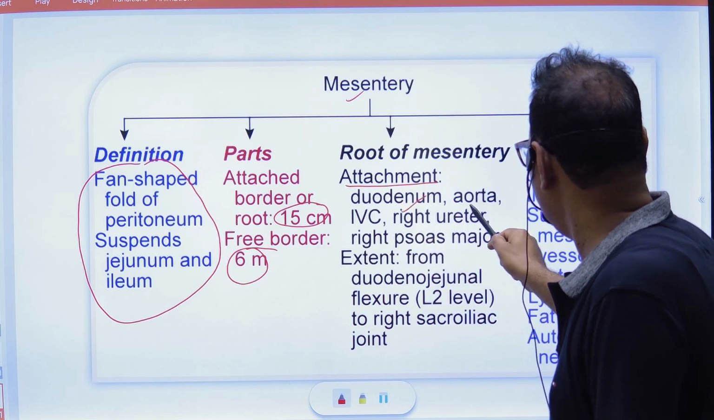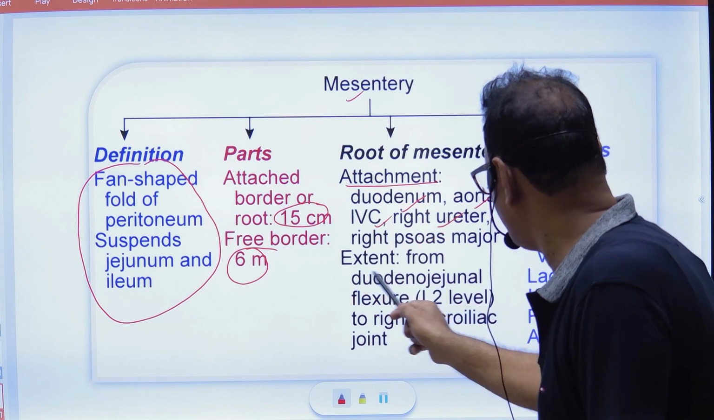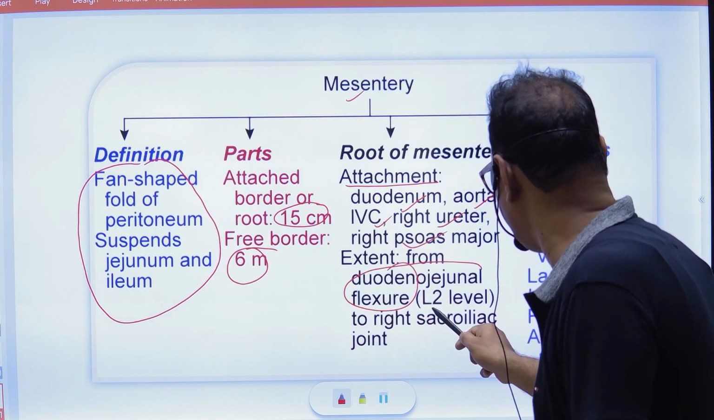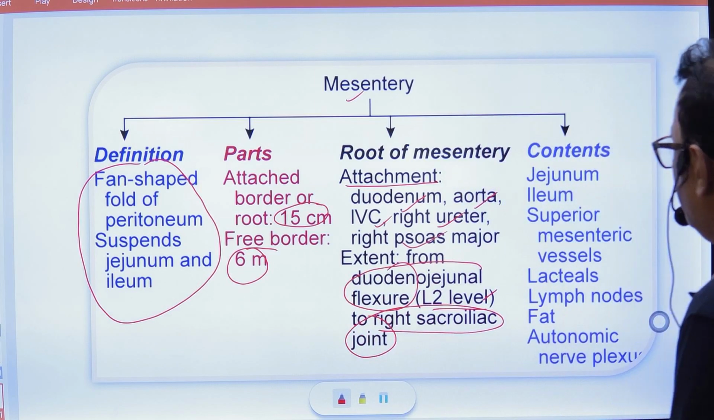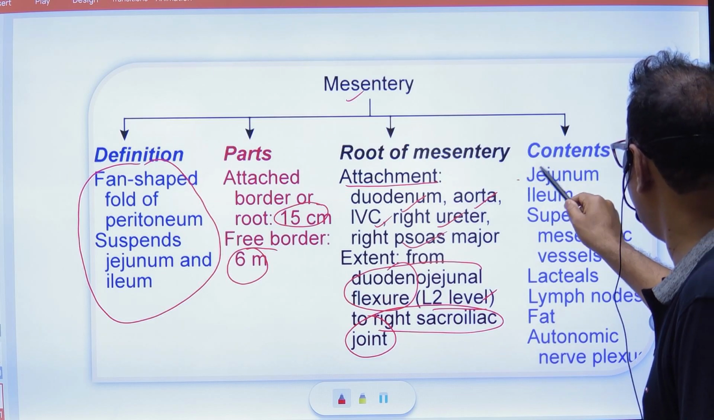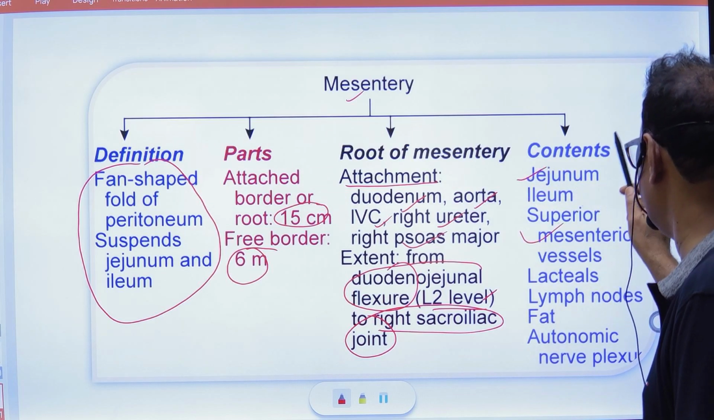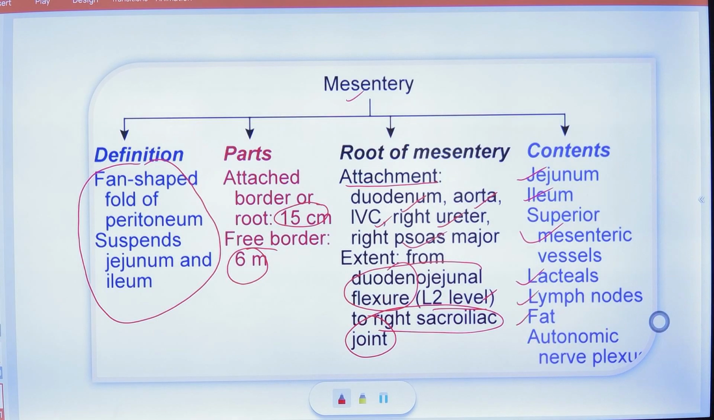The root of the mesentery is attached, and its relations are the duodenum, aorta, inferior vena cava, right ureter, and right psoas muscle. It extends from the duodenojejunal flexure, that is at the L2 level, to the right sacroiliac joint, and its contents are the jejunum and ileum, of course, the superior mesenteric vessels, the lacteals, lymph nodes, fat, and the autonomic nervous system.